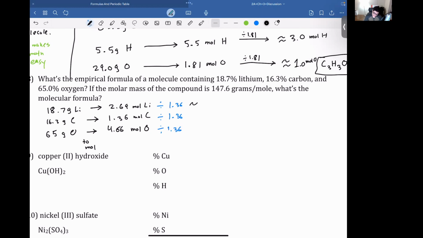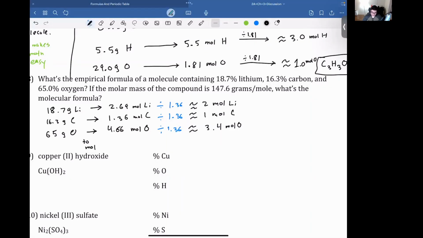Then you're going to get about 2 for lithium. For carbon, of course, you get 1, divided by the same number. For oxygen, sorry, I think it's about 4. Bad mental math. All right. That is 3.4. So this is not close enough for me to just round. So now we have to remedy this as well.